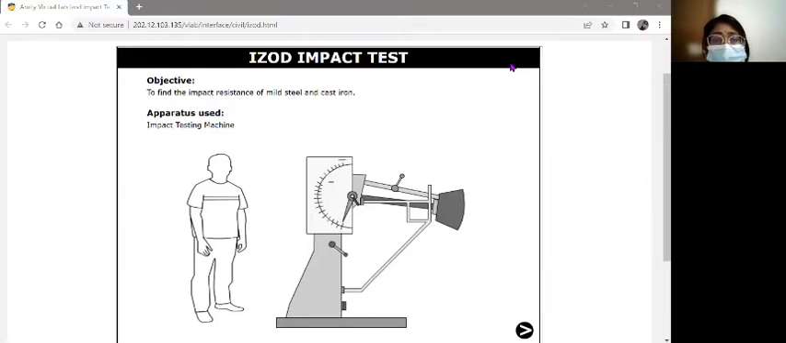Today, we will be conducting the Izod impact test. The objective of the experiment is to find the impact resistance of mild steel and cast iron. The apparatus used is the impact testing machine. Now, let us move on to the procedure.